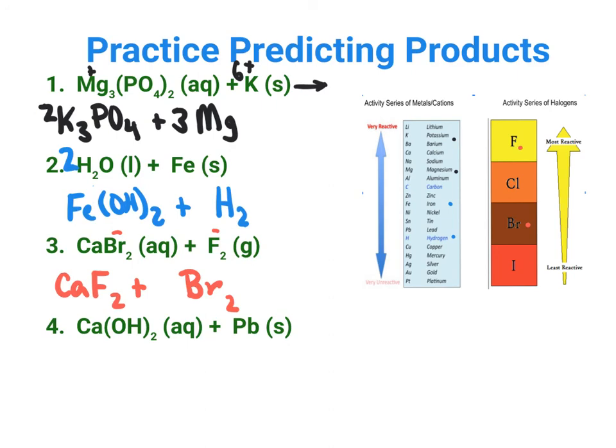Finally, this last one, let's do it in green. Pb is a metal, so it's an anion. It's going to replace Ca. I find Pb, it's here. I find Ca, it's here. Ca is actually higher than Pb, so in this case, there is no reaction that's going to occur from this problem.